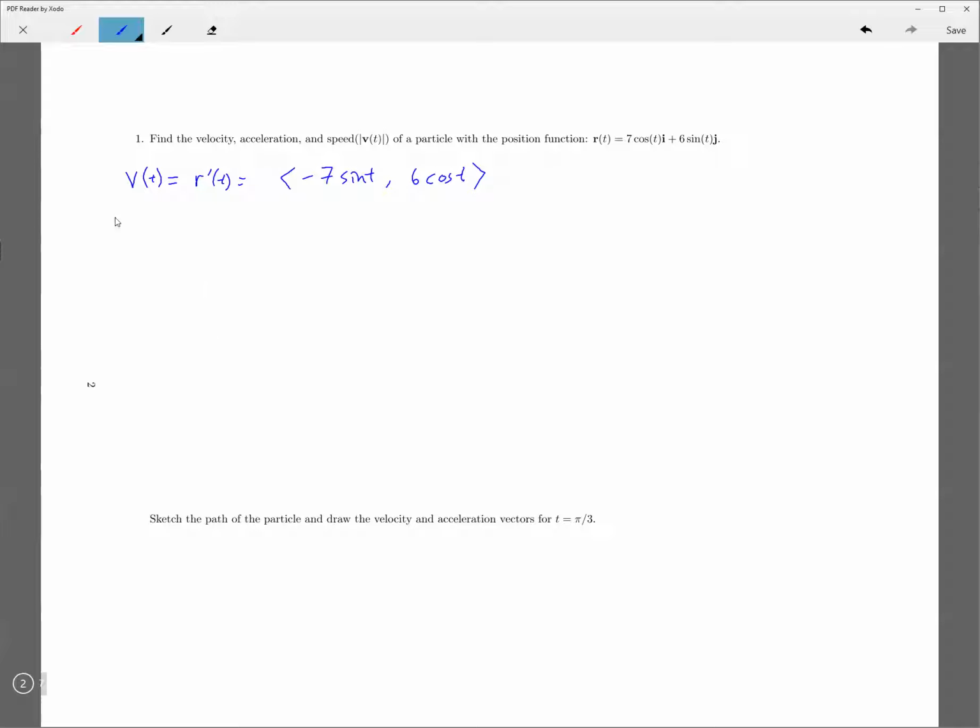Okay, then what's the acceleration? -7 cosine t and -6 sine t. Yeah, okay, so that's going to be the acceleration vector. So I'm putting those in. Okay, Webassign agrees.